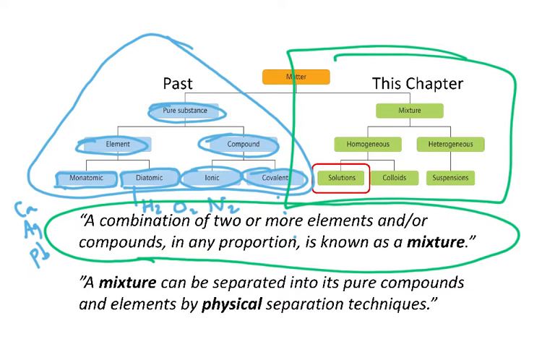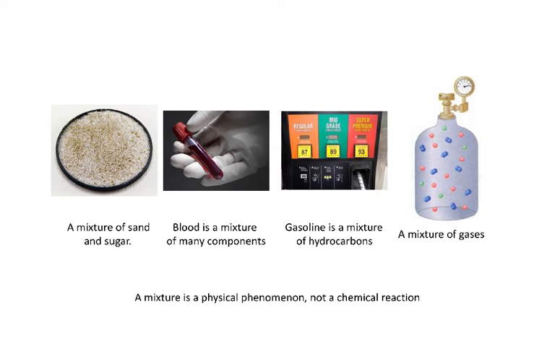And so some examples. We'll go into more detail in a moment. Some examples of mixtures. A not very interesting one, but we get a mixture of sand and sugar, right? So they're two separate things. They are compounds separately, and here they're just mixed up.